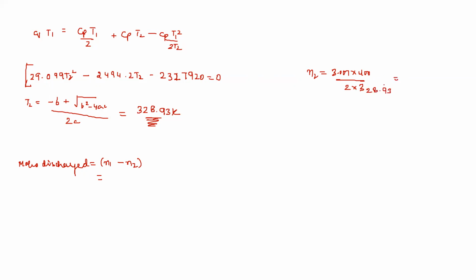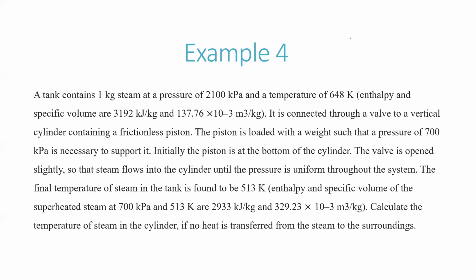Your N2 is 1.828 kilomole. So this is going to be 3.007 minus this, which comes out to be 1.179 kilomole. These are the moles discharged. Then mass discharged is basically moles into its molecular weight, so it is around 34.191 kg. That is your answer. Hope you're clear with this. Then we move on to the last problem of this lecture.